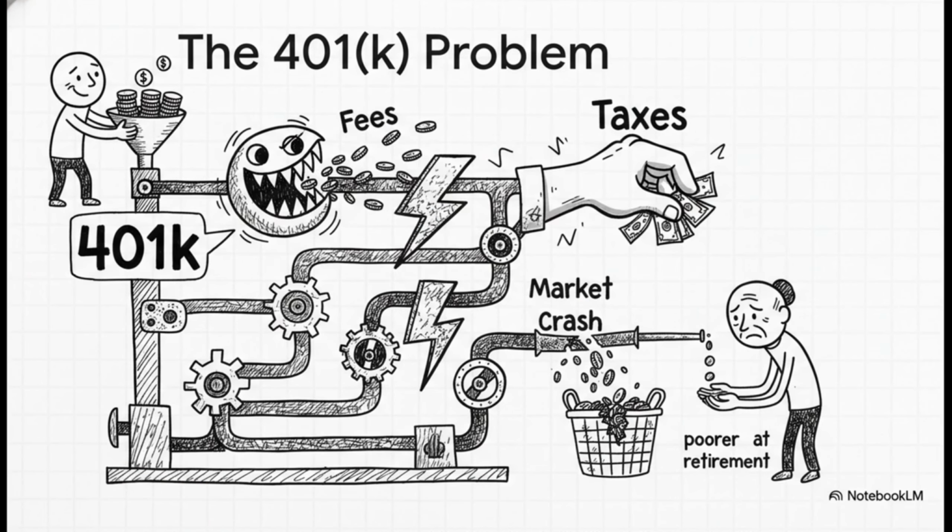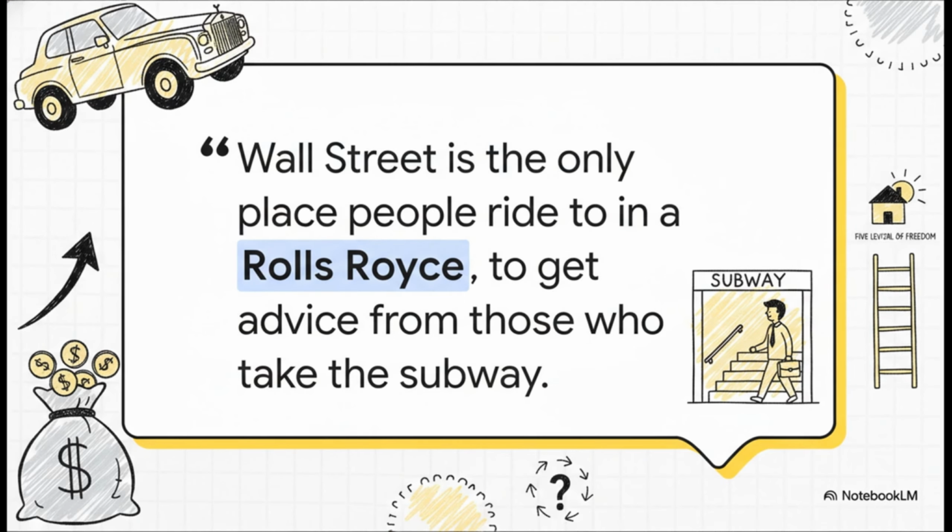But Kiyosaki is ruthless in his critique of these plans. He points out that hidden fees can just gobble up your profits, your gains are taxed at the highest possible rates, you have zero insurance against a market crash, and the whole system is based on the wild assumption that you'll somehow be poorer when you retire. Think about that. And this classic quote from Warren Buffett just hits the nail on the head, doesn't it? It shines a bright light on this huge potential conflict of interest. Are the advisors you're trusting with your life savings really on your team, or are they just salespeople earning a commission? It's a crucial question.